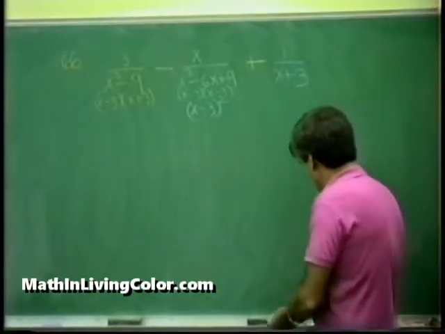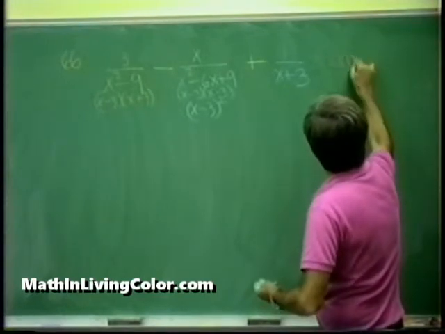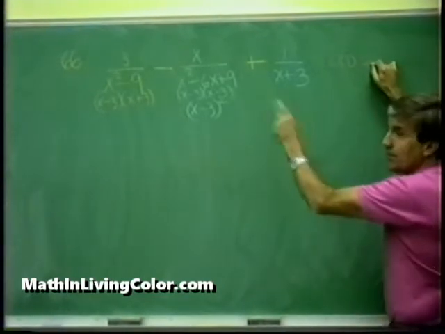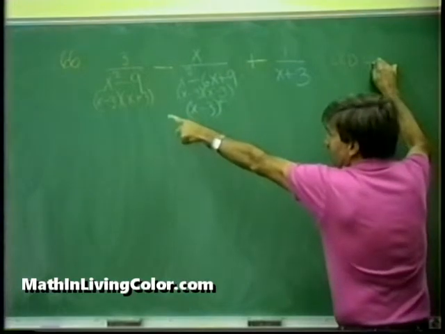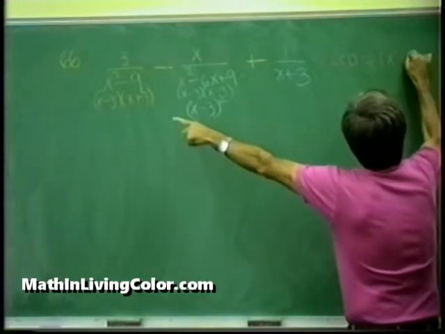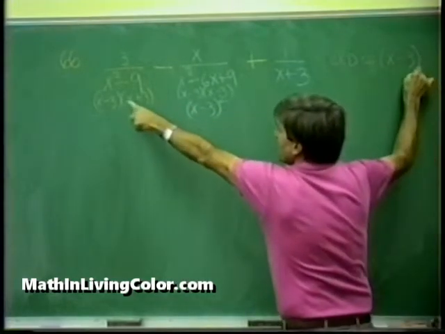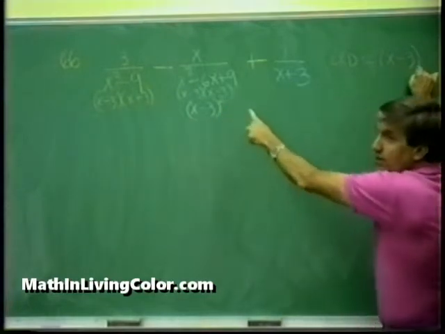Now, drum roll time. What is the LCD? We have to have in our common denominator, we got to have x minus 3, don't we? Do we have to have x minus 3 or do we have to have x minus 3 squared?